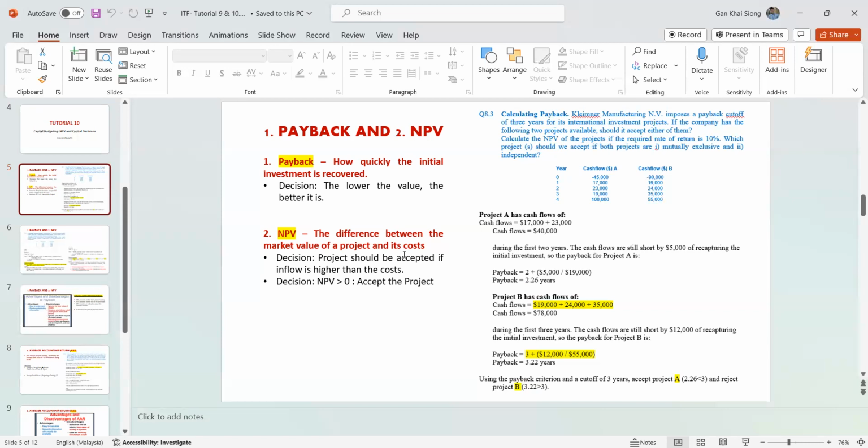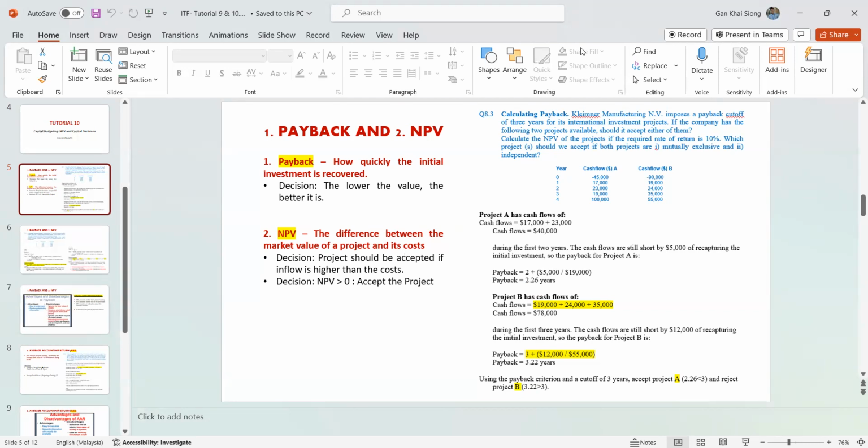As long as your NPV is larger than 0, we accept the project. When it is larger than 0, it means that the inflow is higher than the cost. The value of the project is higher than the cost, and therefore it is profitable to do so. Now, let's have a look into the questions and see how these two rules are being applied.